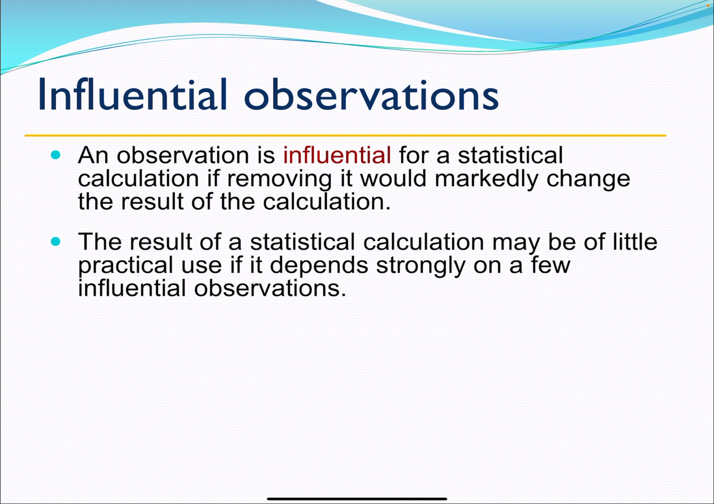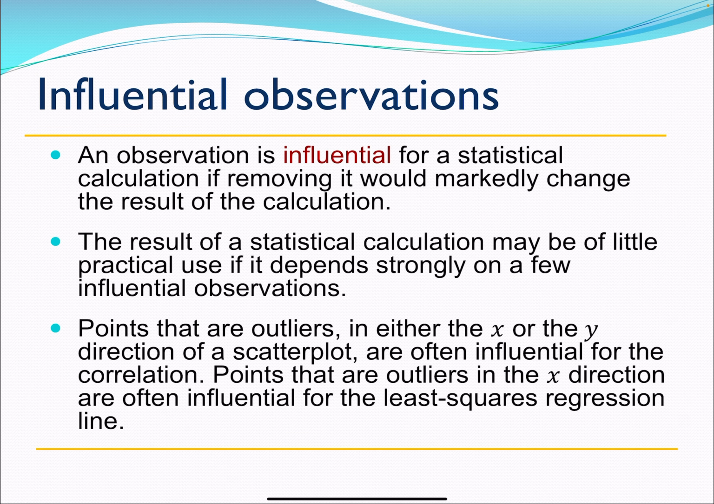The result of a statistical calculation may be of little practical use if it depends strongly on a few influential observations. If there are a lot of outliers, it skews things for everyone, right? There's a big difference between using mean income versus median income to describe the income in the United States. You want to use median because it's not affected by outliers like Elon Musk, Jeff Bezos, things like that.